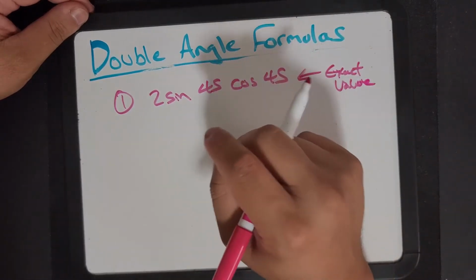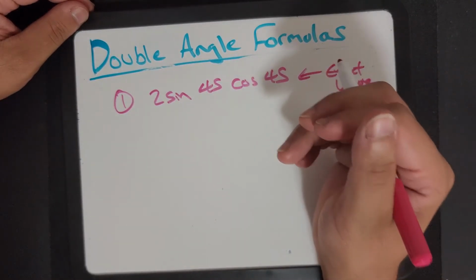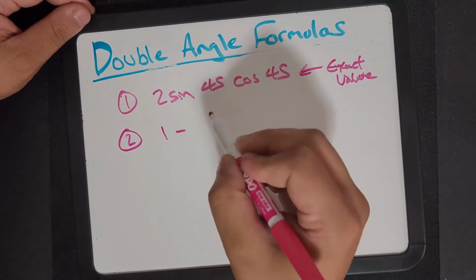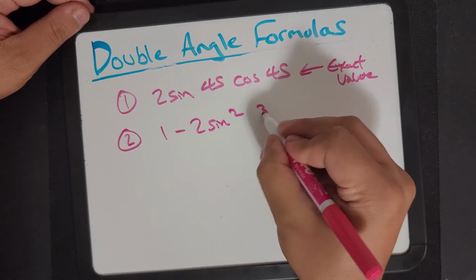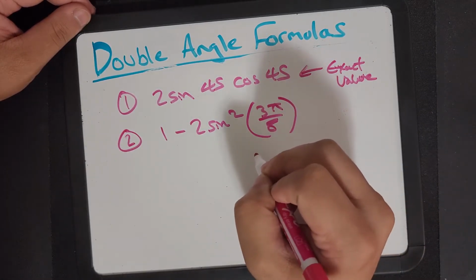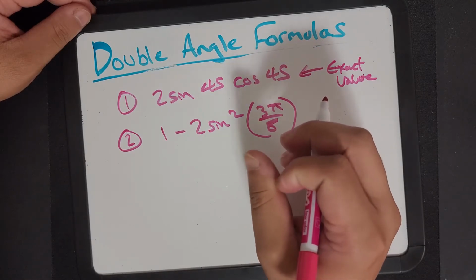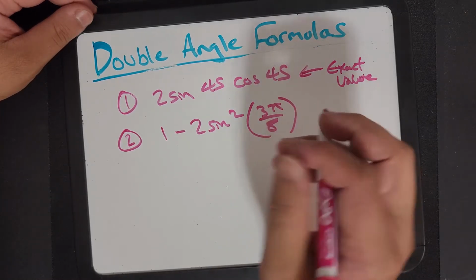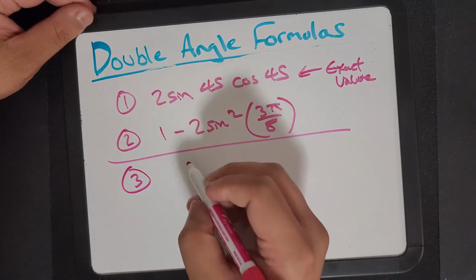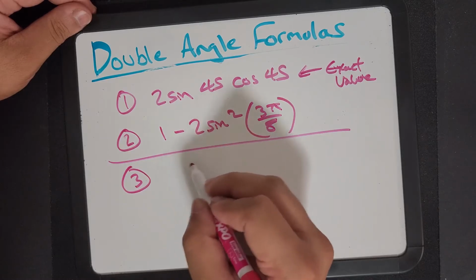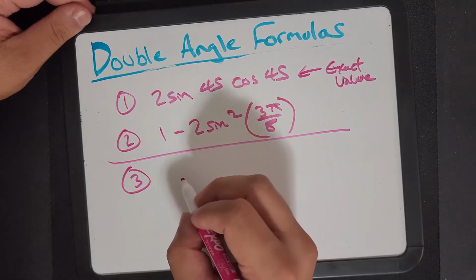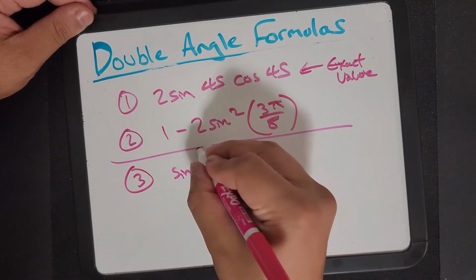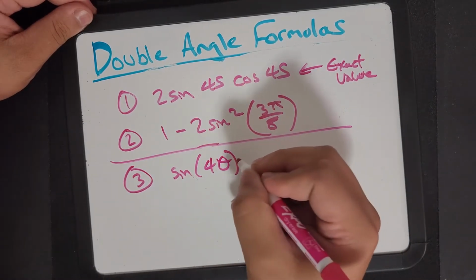Well, of course, first express it as a single ratio, then at the end, you can also do 1 minus 2 sine squared 3 pi over 8. Let's see. You can also use a double angle formula to rewrite some of these trigonometric ratios. So sine 4 theta.